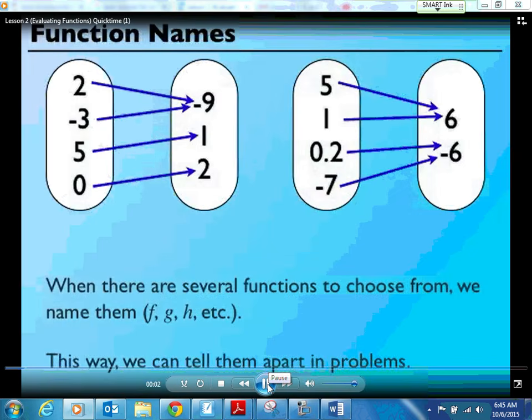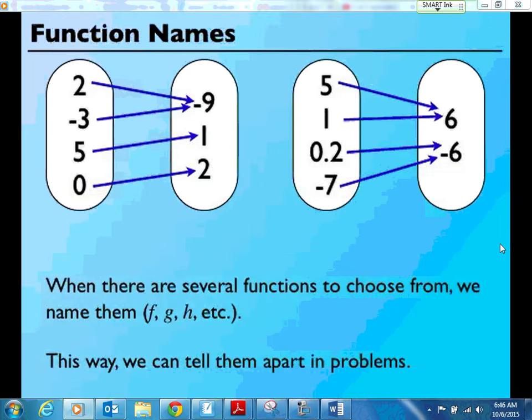Now, when we have several functions, we need to name them so we can tell them apart. This is one of the problems that we have with saying everything is just y equals, because we get the same names for multiple different functions. So instead of using that, we use things like f, g, h, so that we can tell our functions apart in different problems.